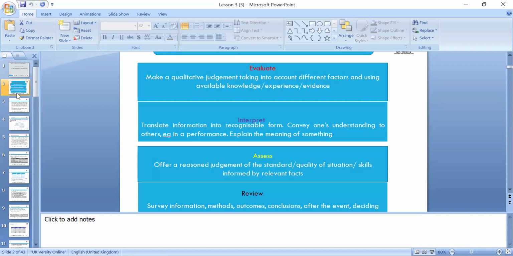Interpreting means translating information into a recognizable form. You can interpret ratios and others according to the environment. Assess means making a reasoned judgment of a standard, quality, situation, or skill. Review means looking at the survey information, methods, and outcome. These are what we call reviews. So these are the command verbs.